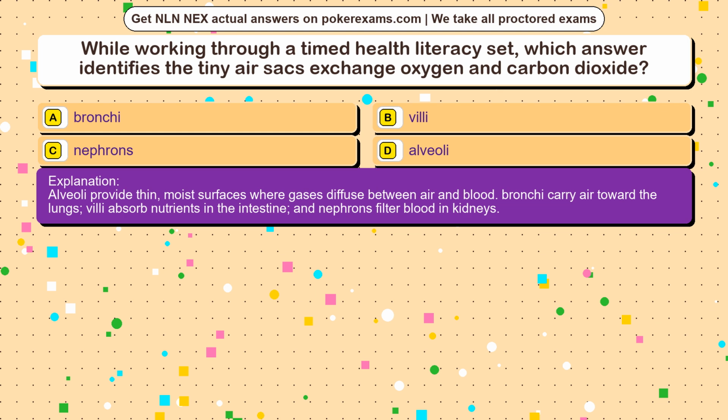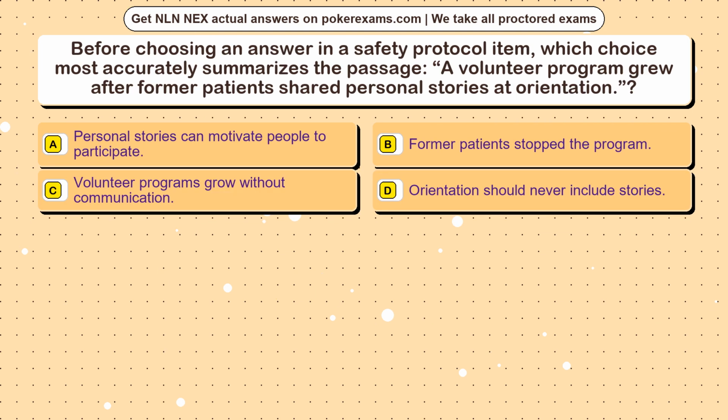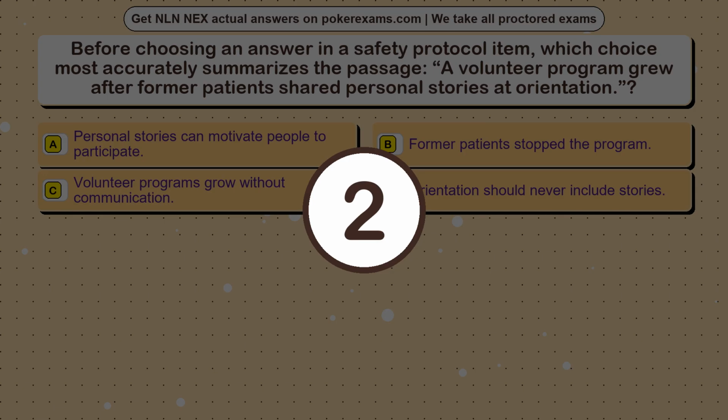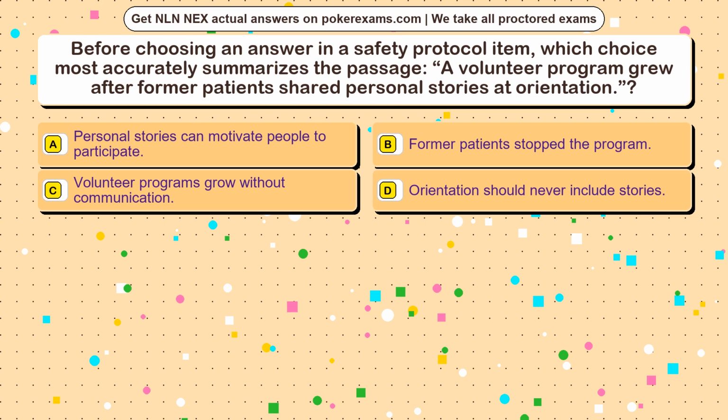Question 9. Before choosing an answer in a safety protocol item, which choice most accurately summarizes the passage? A volunteer program grew after former patients shared personal stories at orientation. Option A. Personal stories can motivate people to participate. Option B. Former patients stopped the program. Option C. Volunteer programs grow without communication. Option D. Orientation should never include stories. The correct answer is option A.